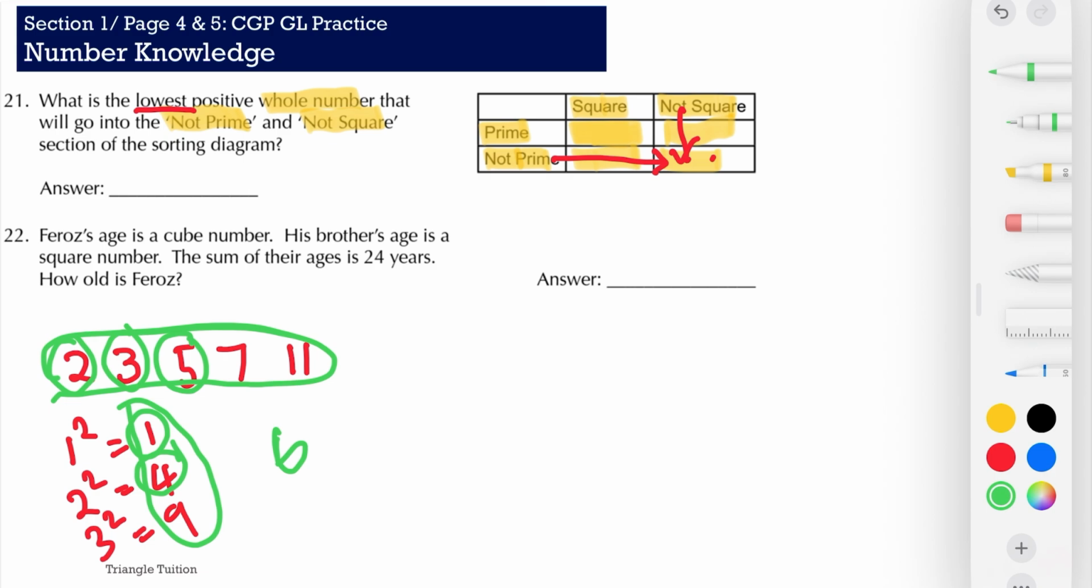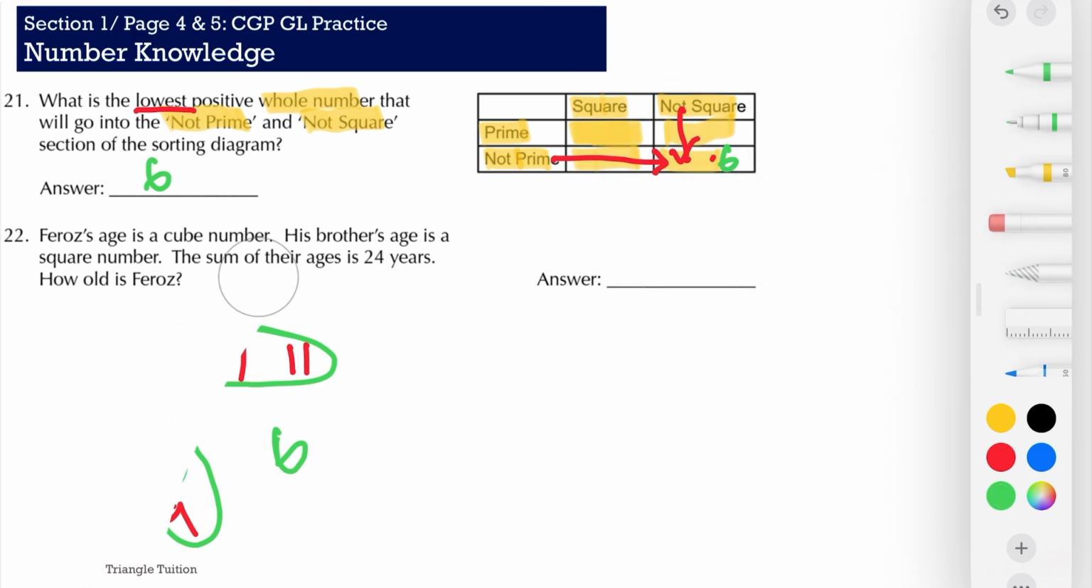6 is not a prime number or square number. So the answer is 6. So the lowest positive whole number that will go into not prime, not square is number 6. Now let's look at the next question.